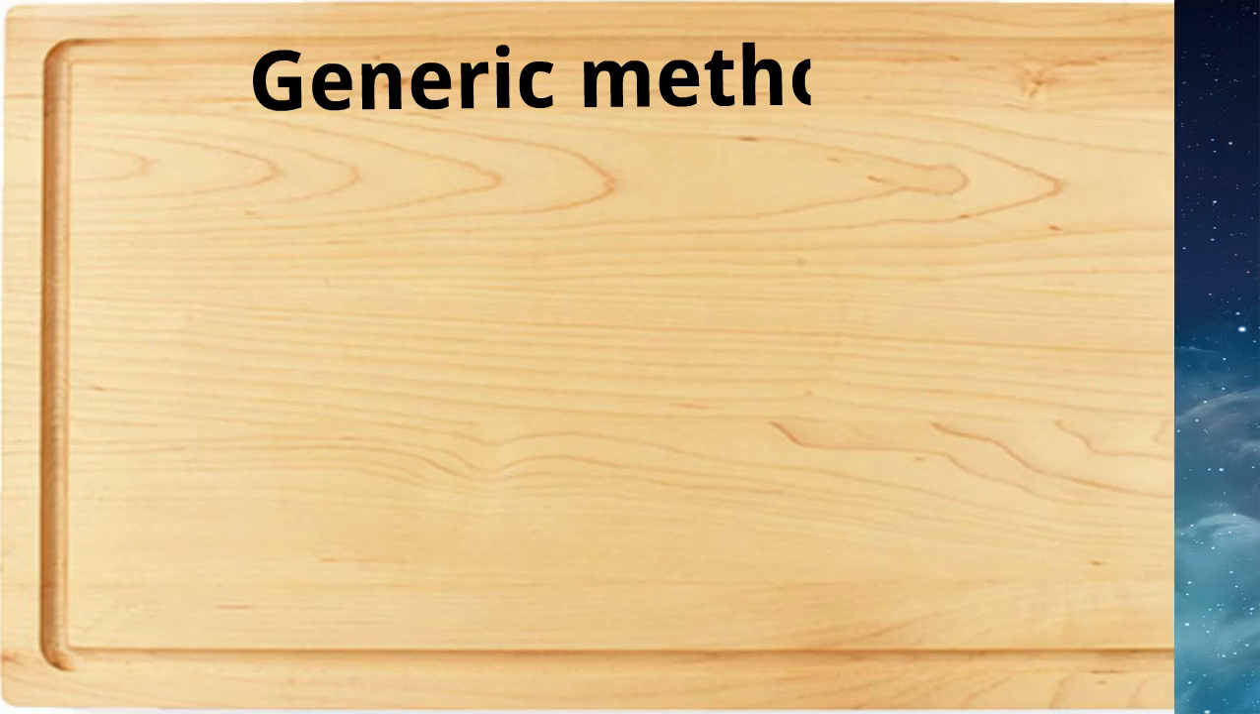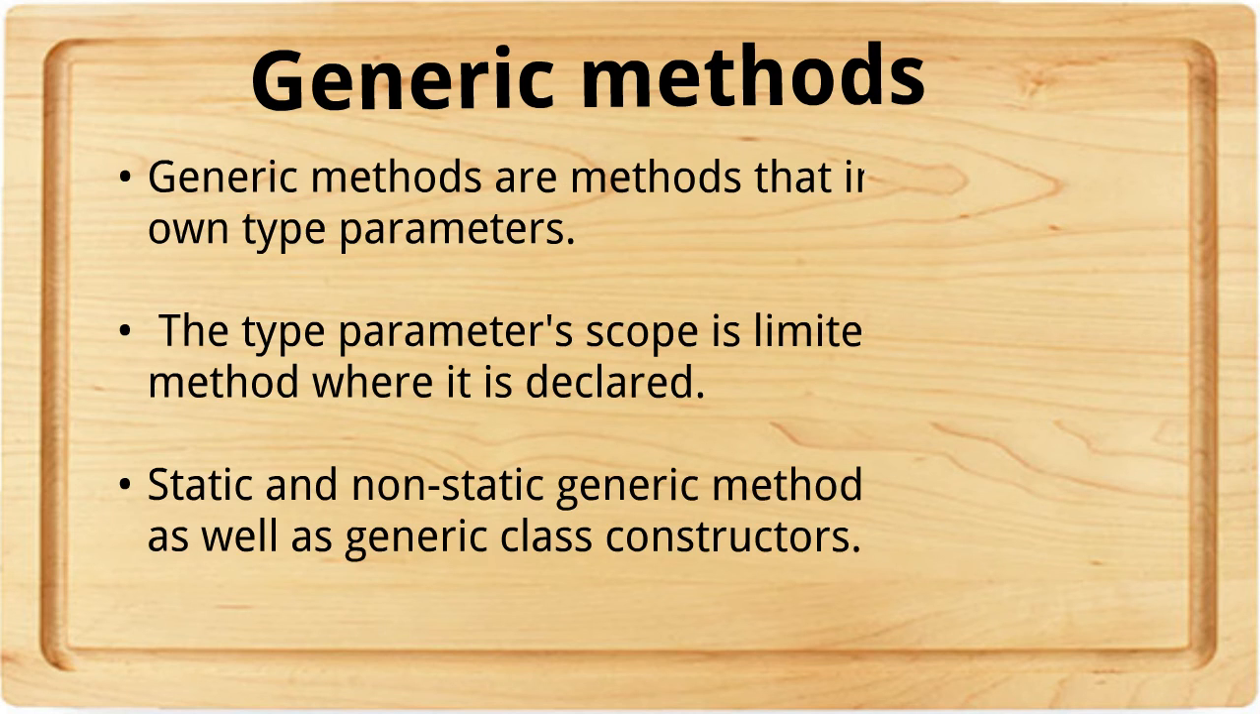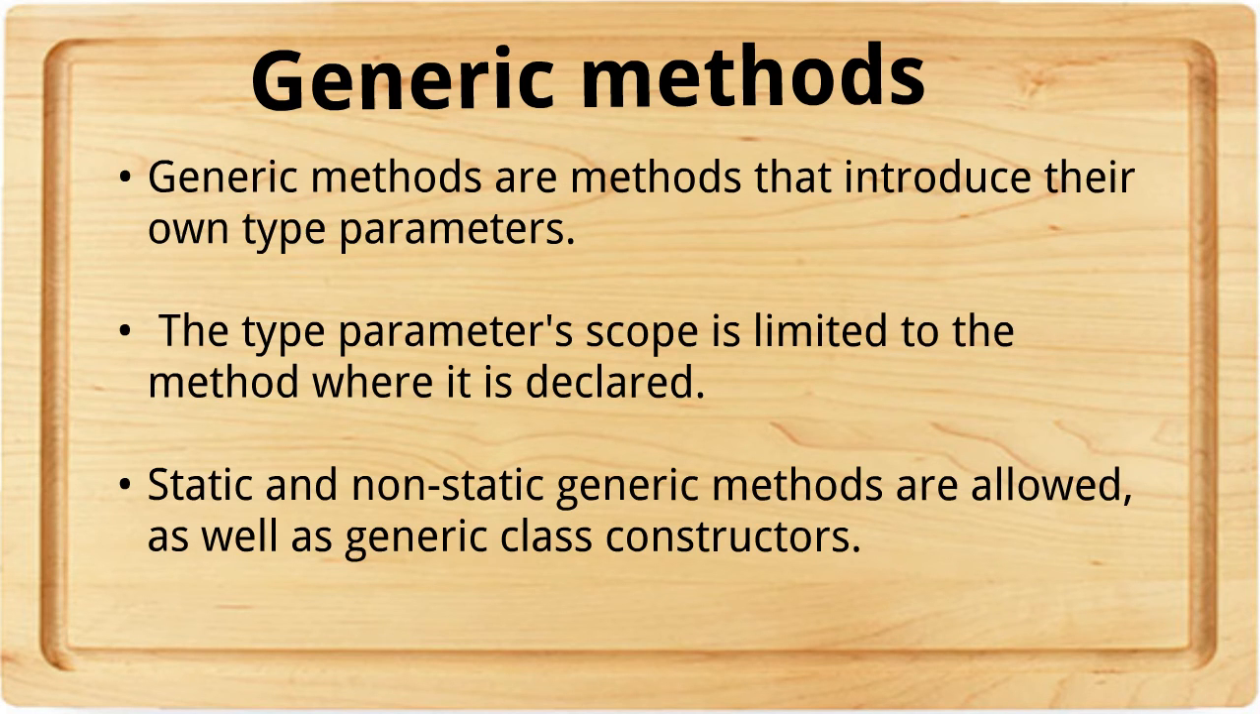Generic methods. Generic methods are methods that introduce their own type parameters. This is similar to declaring a generic type, but the type parameter's scope is limited to the method where it is declared. Static and non-static generic methods are allowed, as well as generic class constructors.